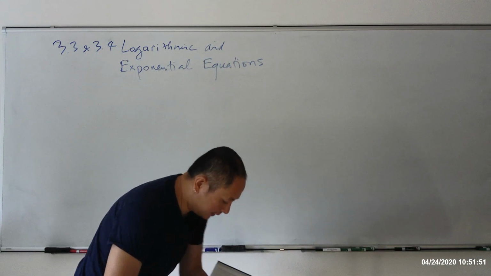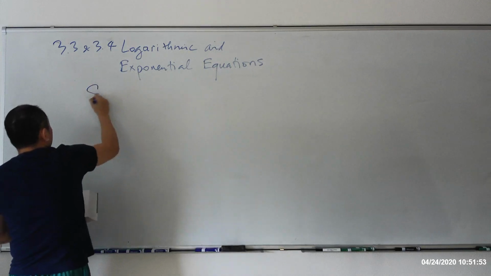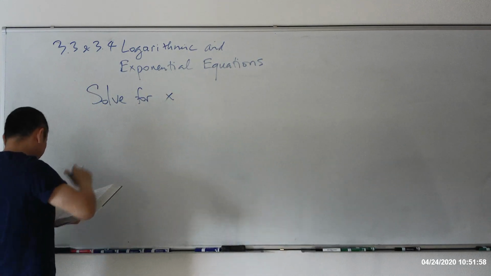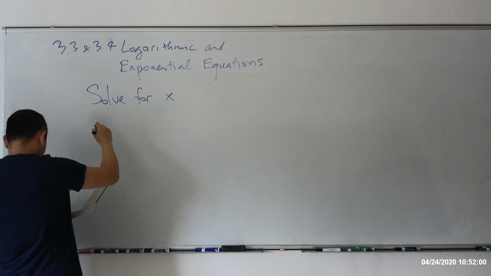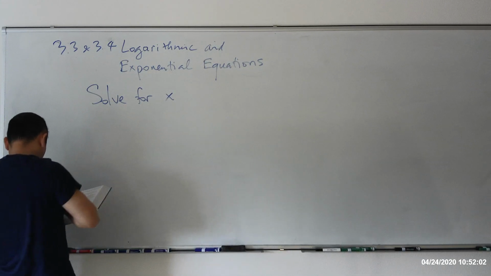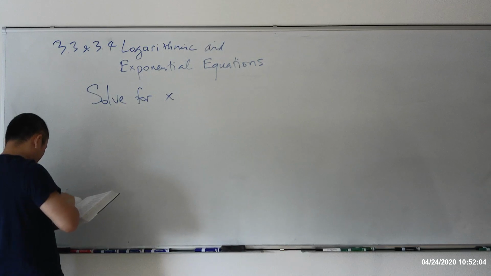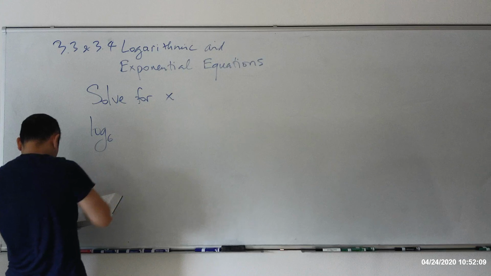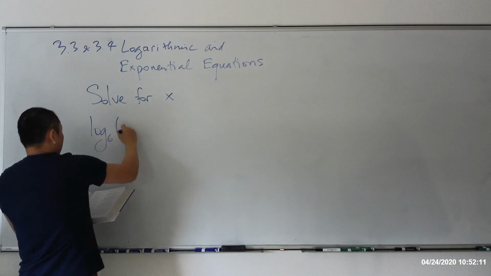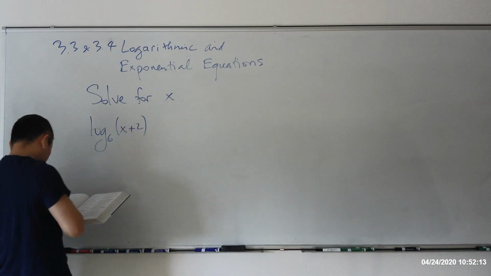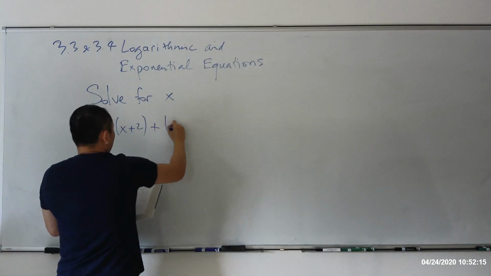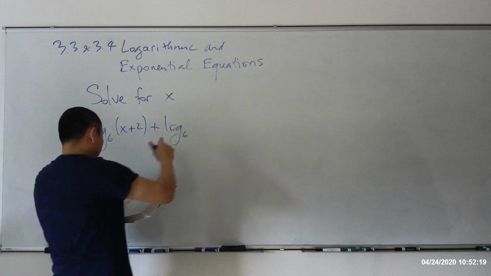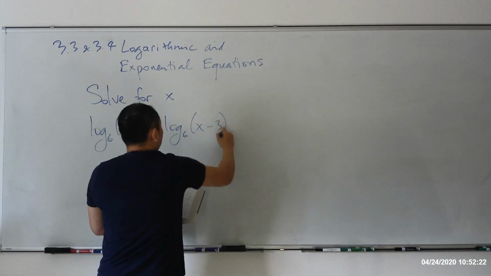Say I have this. Solve for x, okay? And this is what I see. Log, yeah, base 6. Make sure I copy it right. x plus 2, plus log base 6 of x minus 3, equal to 1.